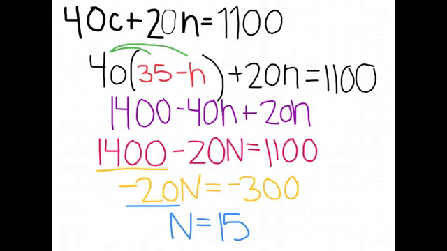Because we know what C is, we can input it into the equation, as I have done. So we have 40 times 35 minus N plus 20N equals 1,100. Distributing the 40, we get 1,400 minus 40N plus 20N equals 1,100. We will combine like terms, giving us 1,400 minus 20N equals 1,100. We can solve for N by dividing both sides of the equation by negative 20. This will give us N equals 15.